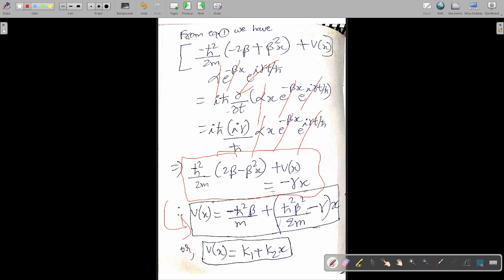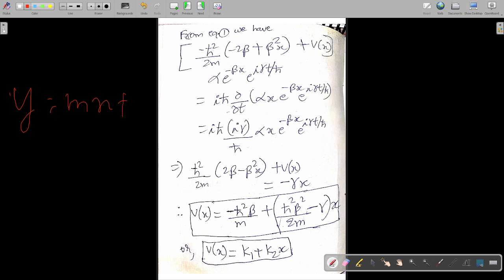After close inspection of this expression, we can clearly see one thing, that it is of the form y equal to mx plus c. Why? Because y is equal to your v of x over here, and m is equal to this term. x is as it is, and this is basically your c. So it is of the form y equal to mx plus c.